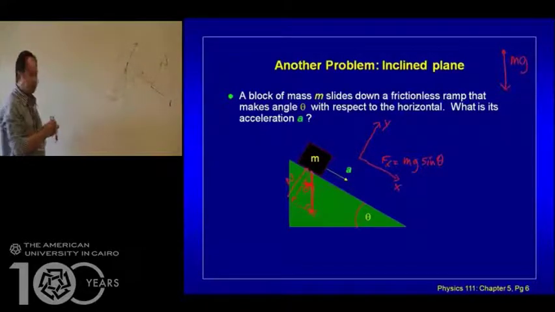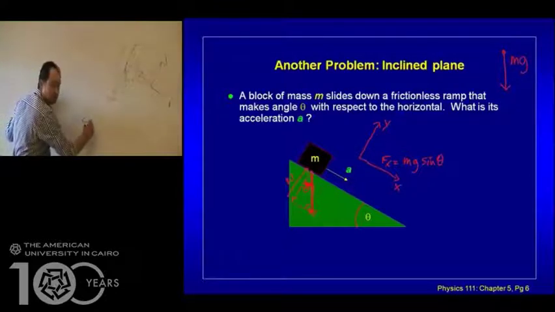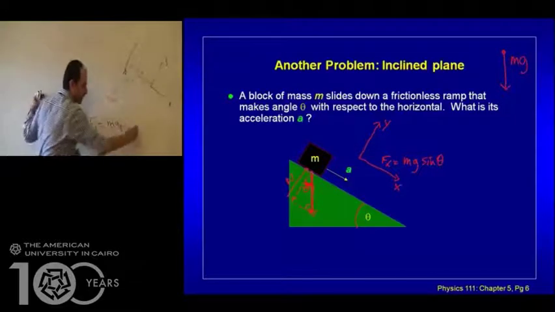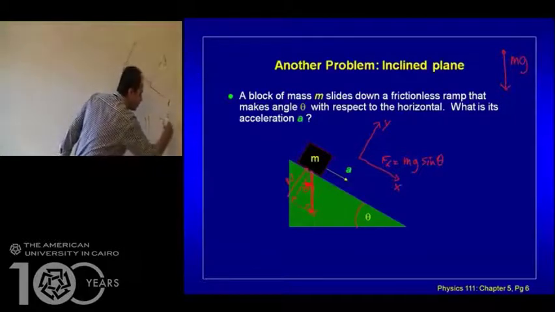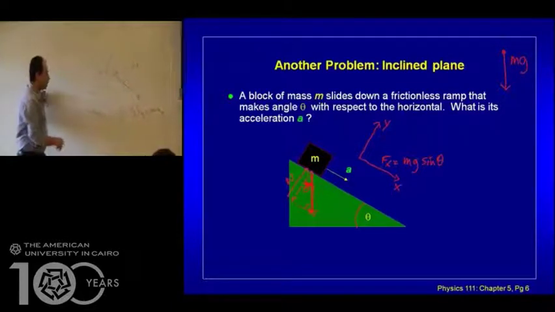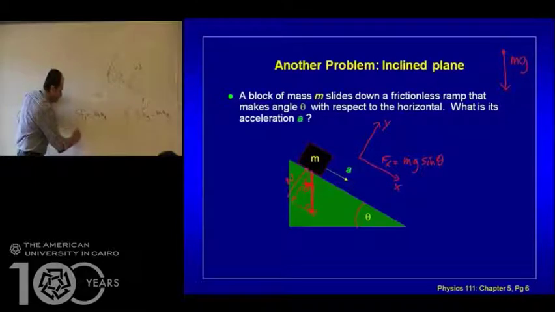Second thing to do is to apply Newton's second law. Sum of the forces along the x-axis will equal mass times the acceleration along the x-axis. Sum of the forces along the y-axis will equal mass times the acceleration along the y-axis. What are the forces along the x-axis? That's only mg sine theta.